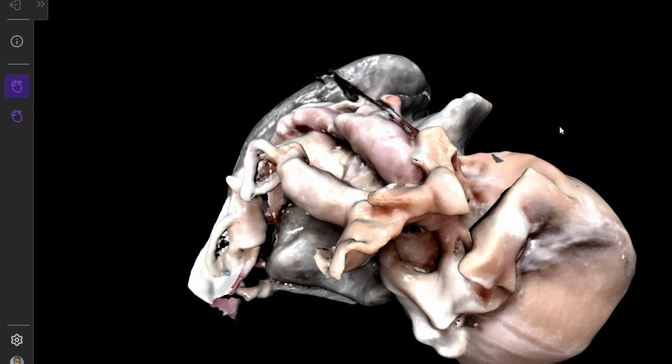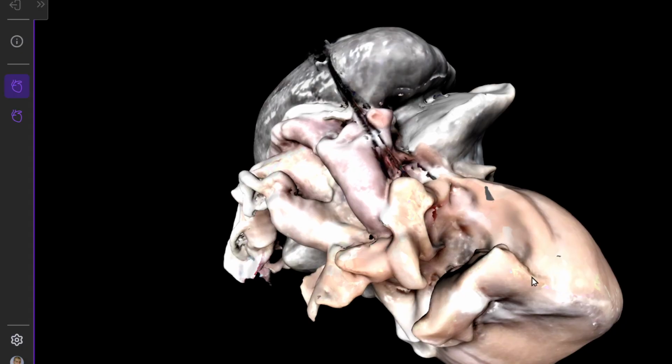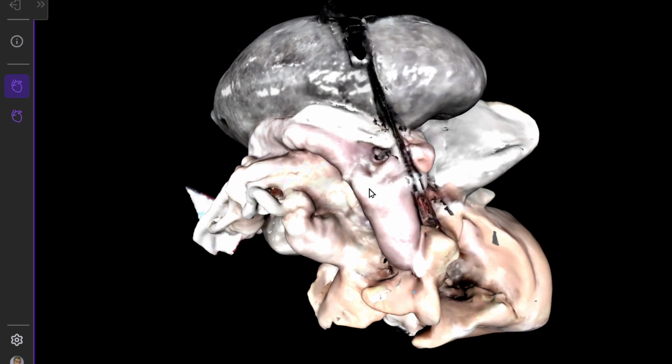And the heart would have sat roughly in the chest like this, with the anterior surface coming out towards the screen, posterior surface going into the screen, head or superior here, legs or inferior down here, left over here, and then right over here. And you'll see that the lungs are still attached to this specimen.